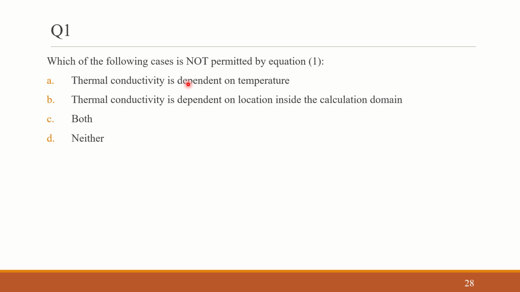The options are about thermal conductivity, that is K. K is dependent on temperature, and the second statement, K is dependent on location inside the domain. Which statement do you think is not permitted, or do you think both of them are permitted or both of them are not permitted? You can say the answer as well, but if you can give an explanation, that would be better. Anyone wish to take a chance?